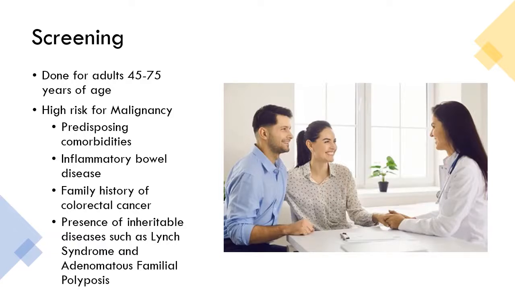Screening is generally indicated for the regular population with an average risk at age 45 or 50, depending on the local guidelines, until the age of 75 years. Those deemed as high risk for developing malignancy involve groups with predisposing comorbidities, including inflammatory bowel disease, family and personal history of cancer, and the presence of inheritable diseases such as the Lynch syndrome and familial adenomatous polyposis.